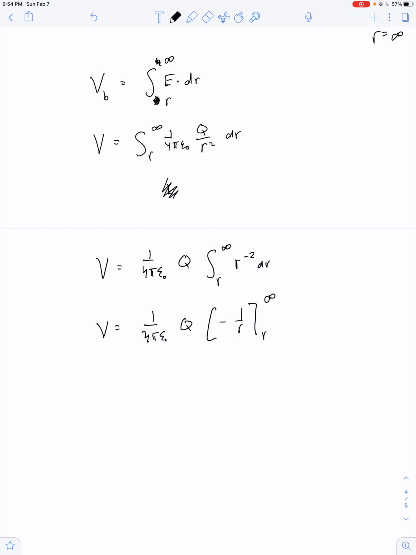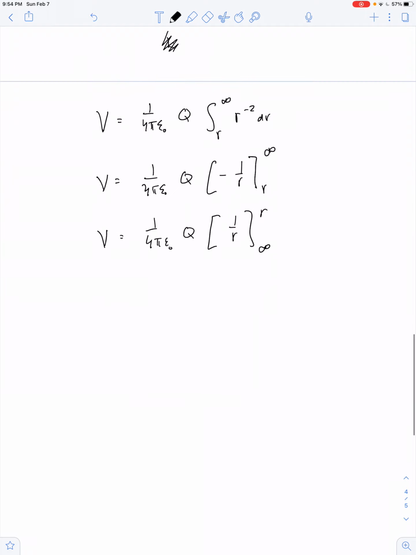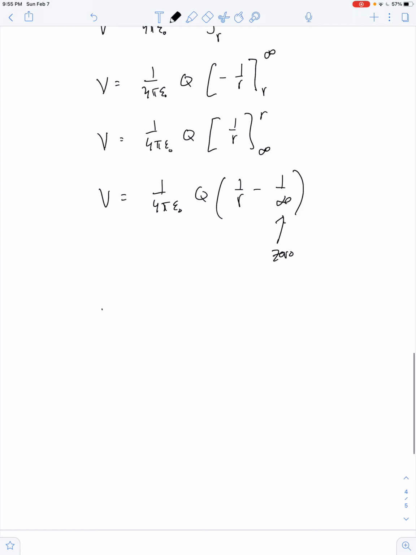I guess I should write that out clearly. So I can say V is equal to 1 over 4 pi epsilon naught times capital Q times 1 over R, evaluated from infinity to R. So this is 1 over 4 pi epsilon naught capital Q times 1 over r minus 1 over infinity. Of course, 1 over infinity is 0, so we have V is equal to 1 over 4 pi epsilon naught q over r. Now, if you want to call that kq over r just as well.